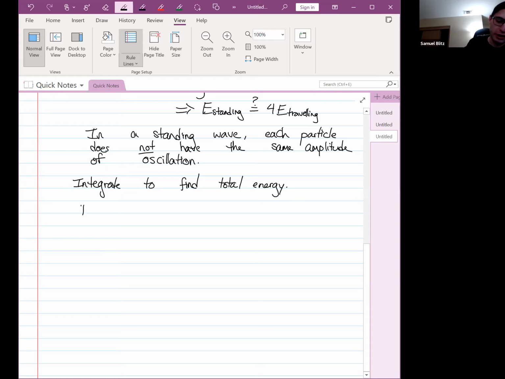And that was a product of sines. So the quote unquote wave function describing a standing wave was 2a times sine of 2 pi x over lambda, times sine of 2 pi t over T.